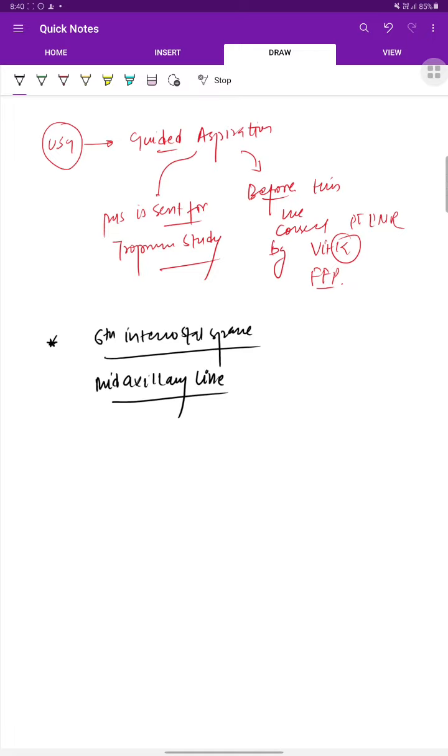Okay, and USG guided, if the size of the cavity is much bigger, or the pus cannot be aspirated in a single time, we can also put a pigtail catheter in the abscess cavity. Okay, if there is thick pus or multiloculated abscess or multiple abscesses, we can also put a pigtail.